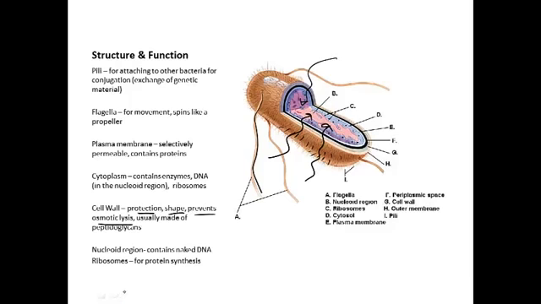There's the nucleoid region, which contains the naked DNA. It's called naked because it has no proteins attached to it, and there are no chromosomes. Chromosomes are DNA combined with protein, and that's what we have in our nuclei. Prokaryotes don't. And ribosomes for protein synthesis.